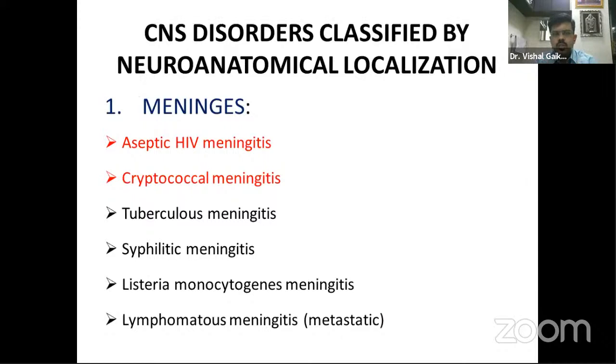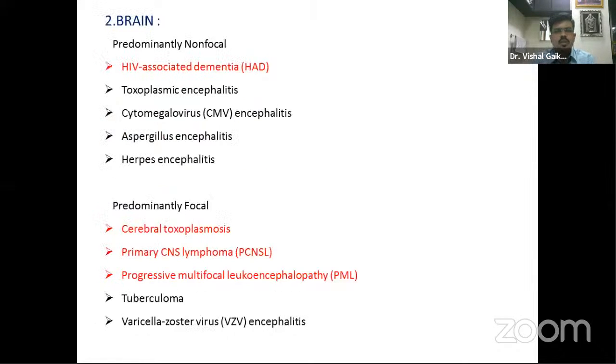If we discuss the CNS disorders, depending upon the neuroanatomical localization, in the meninges, aseptic HIV meningitis and cryptococcal meningitis are the most important. Other than that, TB can cause meningitis, and syphilitic meningitis, listeria, as well as lymphomatous meningitis are the other CNS disorders.